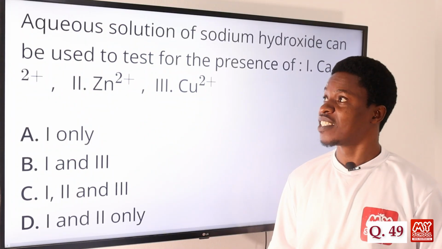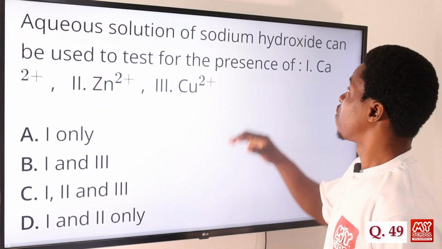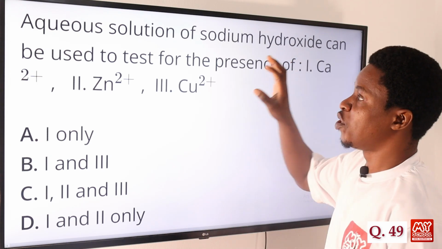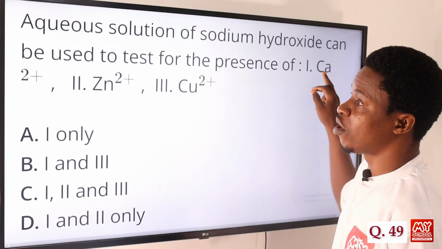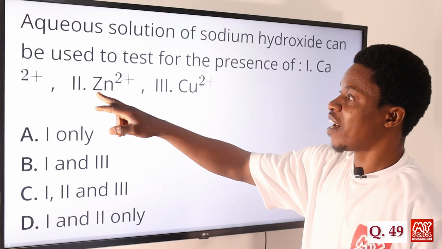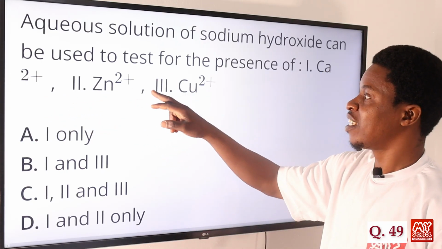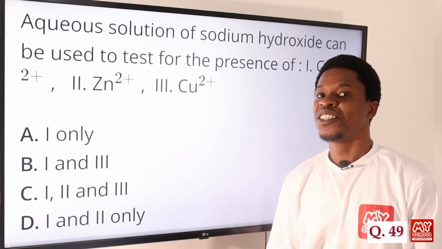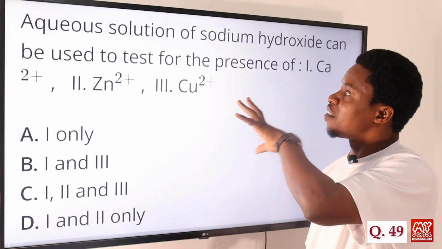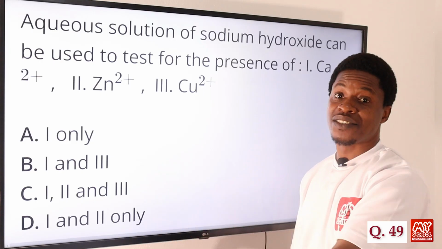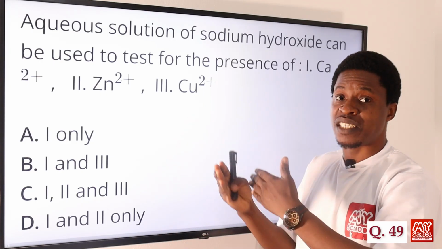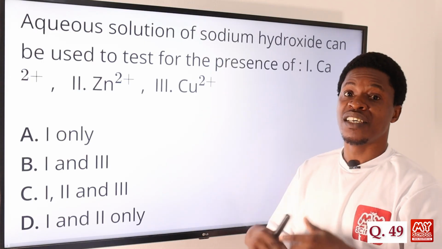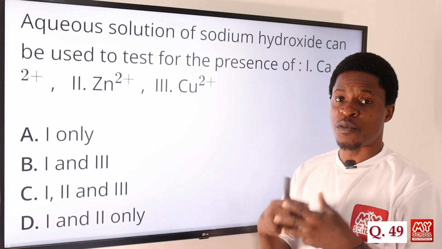Now question number 49. Aqueous solution of sodium hydroxide can be used to test for the presence of what? Roman figure 1, we have calcium ion. Roman figure 2, we have zinc ion. Roman figure 3, copper ion. Actually, sodium hydroxide is used to test for the presence of most metals. If you react salts that contain any of these metals with sodium hydroxide, there will be a reaction.